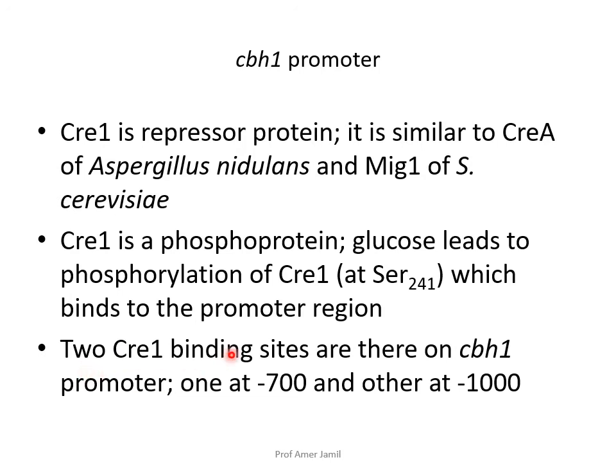So two CRE1 binding sites are there on the CBH1 promoter, and these sites are present upstream, one at -700, another one at -1000. What it means is that these two CRE1 binding sites are where CRE1 is bound when it is phosphorylated, meaning when glucose concentration is more in the cell, and it represses this CBH1 promoter.